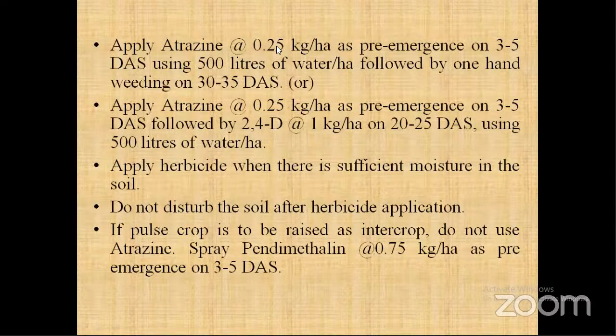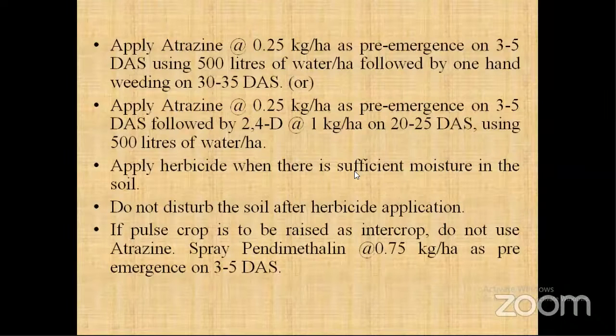Here, apply atrazine at the rate of 0.25 kg per hectare as a pre-emergence herbicide 3 to 5 days after sowing, using 500 liters of water per hectare, followed by one hand weeding on 30 to 35 days after sowing. So first, 3 to 5 days after sowing, we should go for application of atrazine as a pre-emergence herbicide. After that, one hand weeding on 30 to 35 days after sowing with labor is sufficient. Or if labor is not available, we can go for application of atrazine as a pre-emergence herbicide, followed by 2,4-D at 20 to 25 days after sowing as a post-emergence herbicide. First atrazine pre-emergence herbicide, followed by 2,4-D post-emergence herbicide.